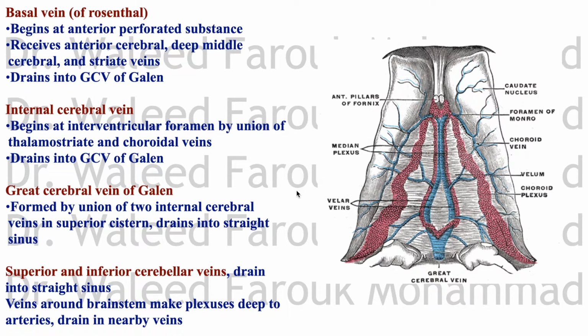It's formed by the union of two internal cerebral veins in the superior cistern. Remember the superior cistern above the cerebellum, and it drains into the straight sinus. Actually, it forms the straight sinus with the inferior sagittal sinus, as we studied before. Superior and inferior cerebellar veins drain into the straight sinus, and veins around the brainstem make plexuses deep to arteries and drain into the nearby veins.